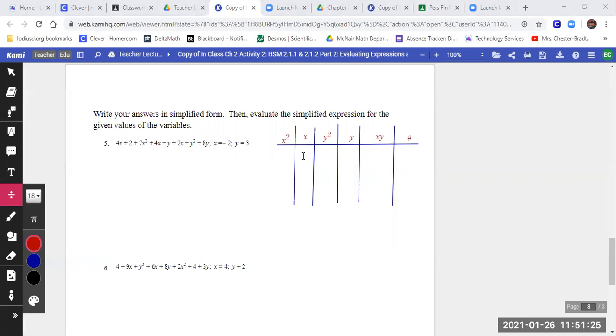Okay, the 4x goes into the x column. Thank you. Then what? We got the 4x in the x column. Now what? The 2 goes in the number column. Yes. Remember, all you have to do is double click on it. As long as this is lit up over here, we can double click out in the middle and it opens one. What's next? The 7x squared goes in the x squared column. Good. Keep it going.